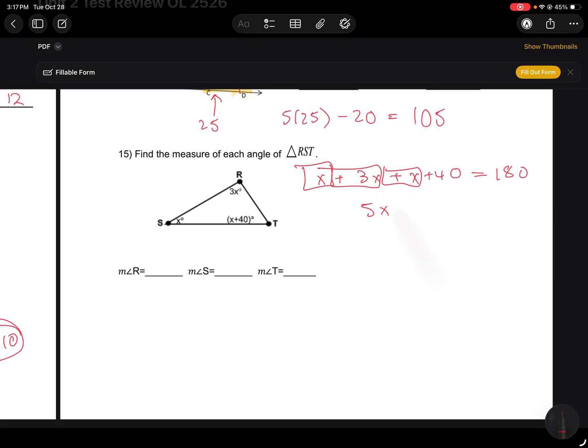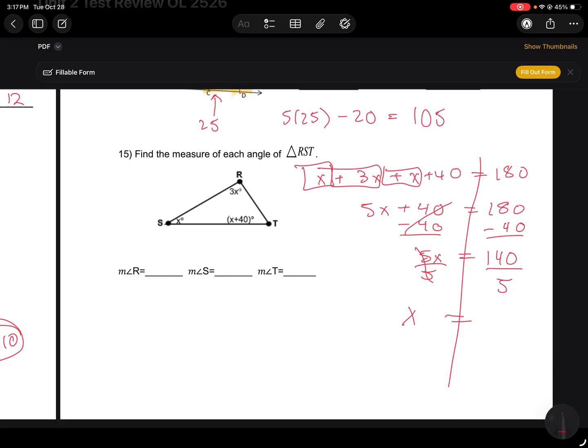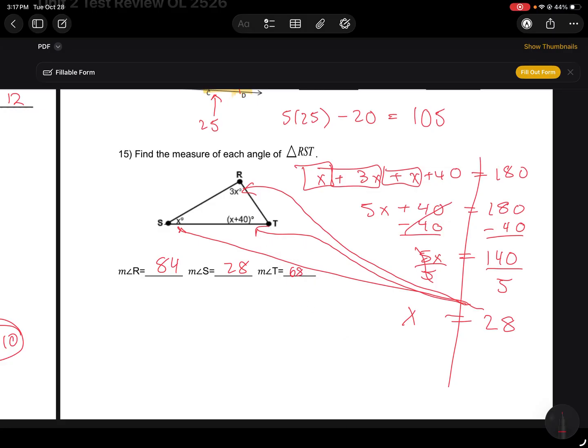Looks like I have 5 x's in total. And then subtract 40 from both sides. This will leave me with 140 equal to 5x. And then divide by 5 on both sides. So x is equal to 28. It says to find each angle, so if I plug in x into each one of these, angle S would be 28, angle R would be 84, and angle T would then be 68.